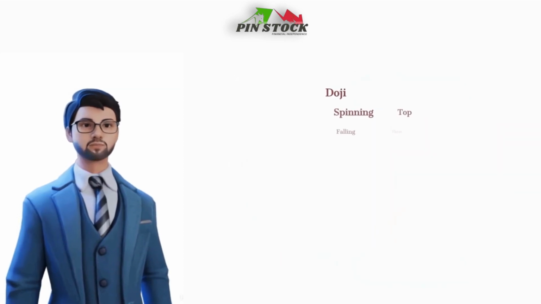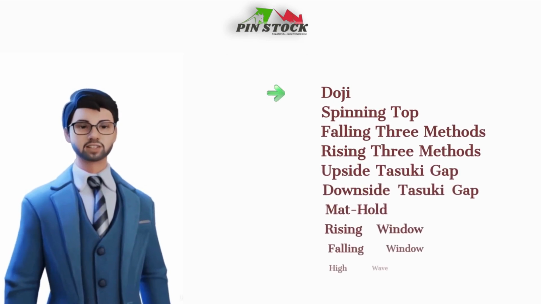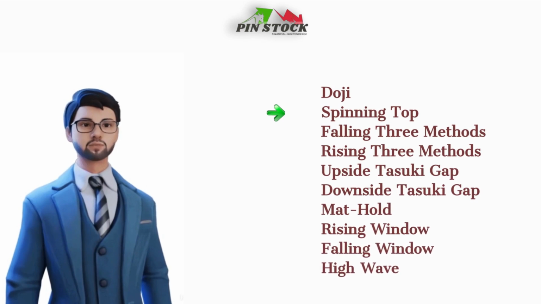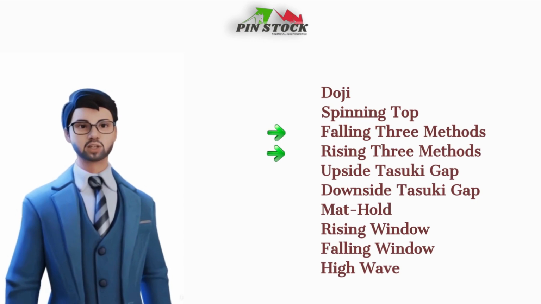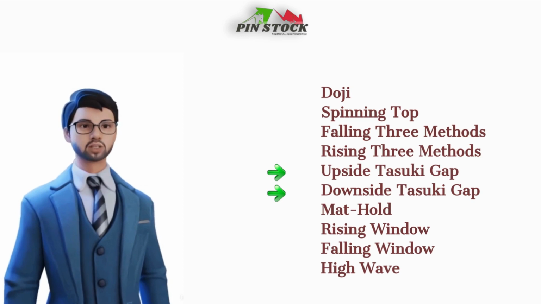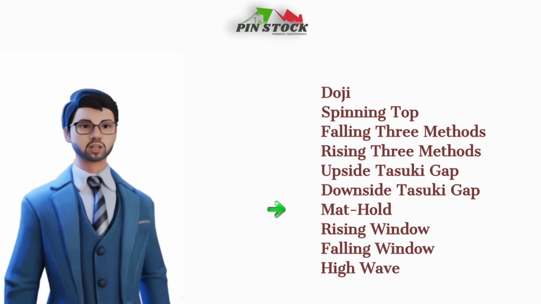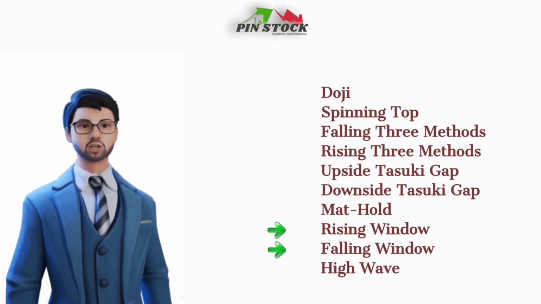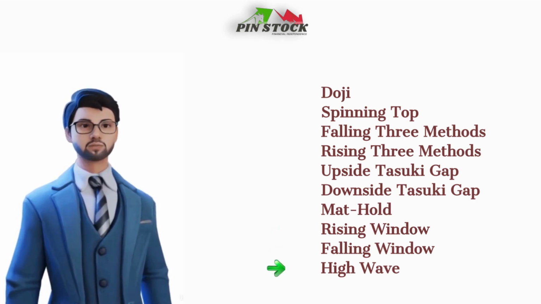We've met some interesting characters today, each with their unique story. The Doji, a symbol of market indecision, and the spinning top, a sign of shifting sentiment. We've explored the falling and rising three methods, signifying the bears and bulls holding their ground. We've discovered the upside and downside Tasuki gap, indicating upward and downward momentum. We've unraveled the mat hold pattern, a strong signal of a prevailing trend. We've analyzed the rising and falling window, reflecting the eagerness of the bulls and the assertiveness of the bears. And lastly, the high wave, a warning sign of market indecision.